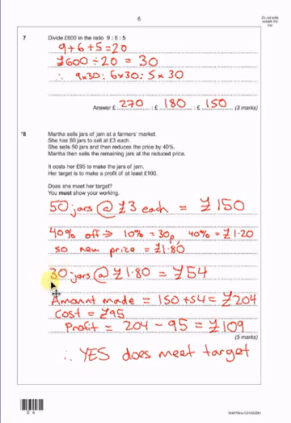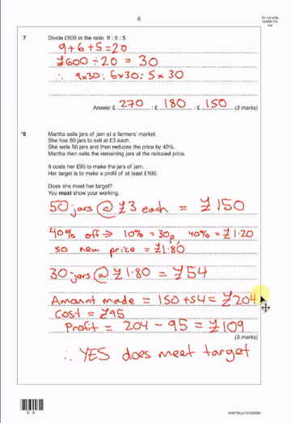I know she's only got 30 jars left to sell because she had 80 to start with and she already sold 50. So 30 jars at £1.80 is £54. So the total amount she made, obviously, was £150 plus £54, so she made £204.